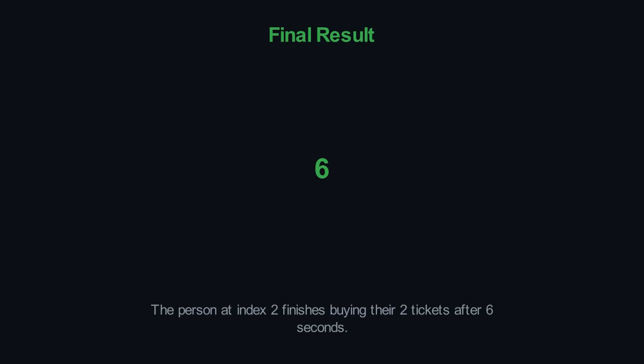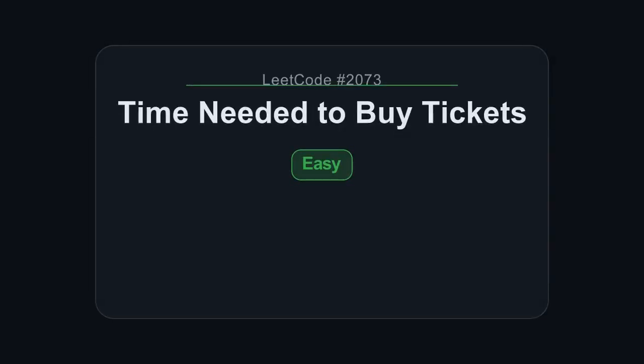This is correct because the person at index 2 finishes buying their 2 tickets after 6 seconds, considering everyone else's turns. You'll spot this pattern when you're simulating a process that involves sequential turns or rounds, and the critical condition for stopping is tied to a specific element state. If you find yourself repeatedly iterating through a fixed set of items, consider if you can directly calculate the total impact of each item rather than simulating each step.